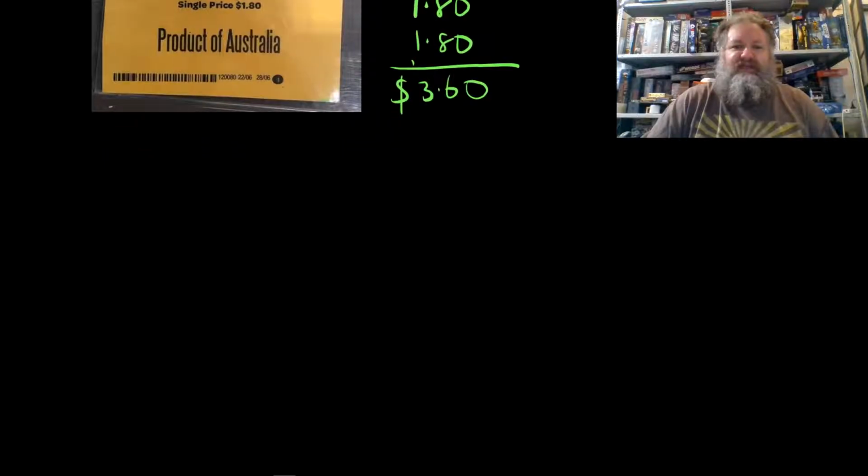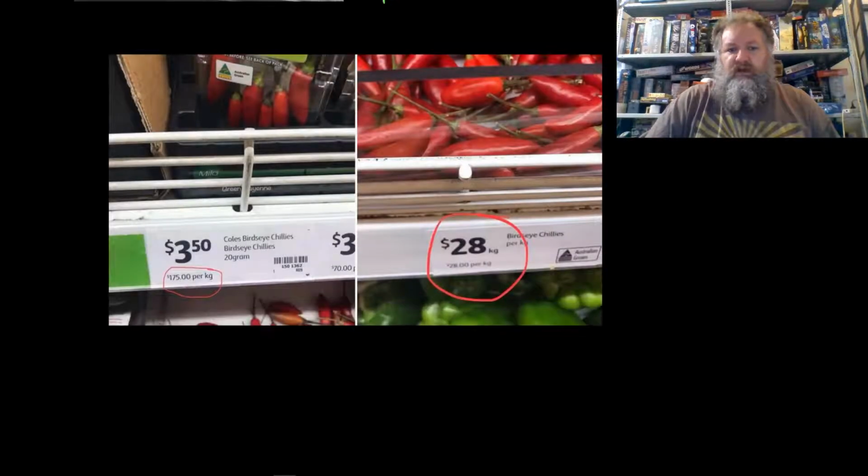Let's really think about why. Now, on this next picture, I've circled a couple of things that are really interesting. Here we go. I'm looking at chilies. Who doesn't love chilies and a good Mexican or something? So let's have a look at the unit price of each of these chilies. They're the same chilies. They're packaged differently. The chilies on the left here are packaged in hard plastic that you could put into your fridge. You get 20 grams of these and it costs you $3.50.